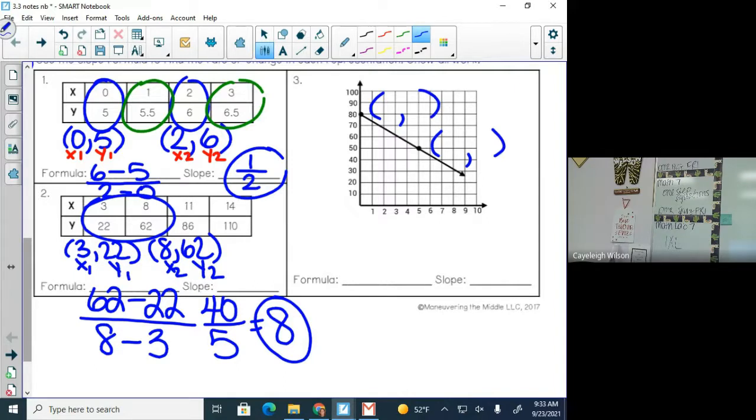And like we were saying, this is going to be what kind of slope? Negative. Negative because it's going down from left to right. Why is that? Y is the vertical change, yes. The up and down change.